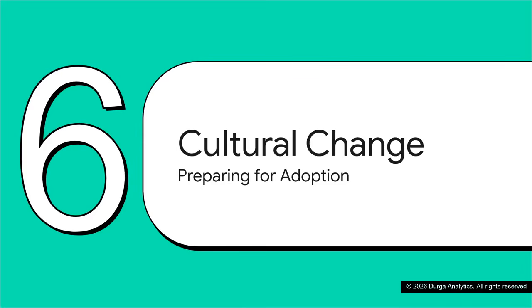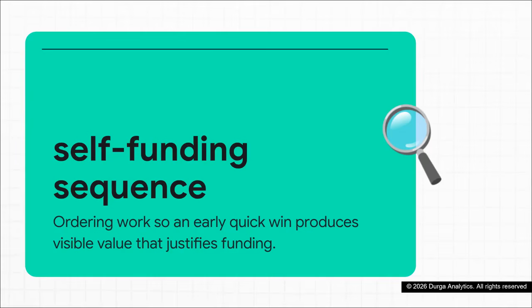Finally, Section 6, Preparing for Cultural Change. Let's wrap up this strategy so you can get out there and execute. Above all else, remember to structure your program as a self-funding sequence. Ordering your work so an early, visible, quick win on a high-value domain produces evidence is exactly what justifies funding for the later phases. It's that first profitable railway line. This keeps you from being seen as a perpetual cost center struggling to survive its very first budget review.